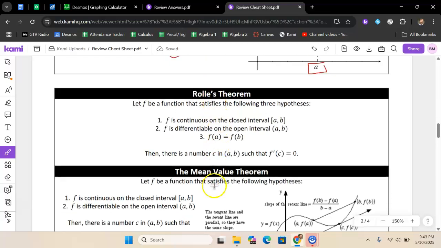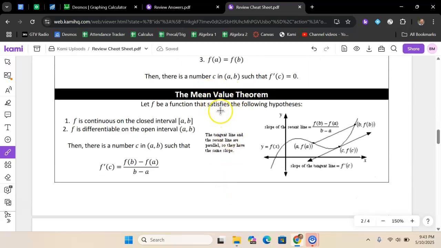Rolle's theorem is just an application of mean value. So the mean value theorem is the major one. And what I want you to notice about the mean value theorem is that it deals with derivatives. The mean value theorem says this.